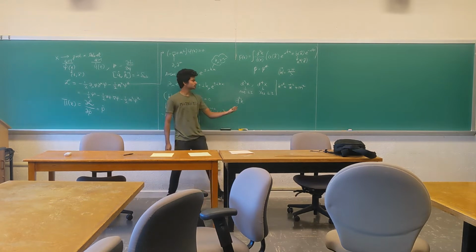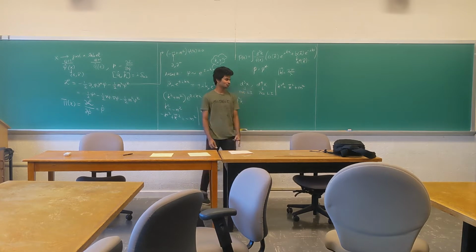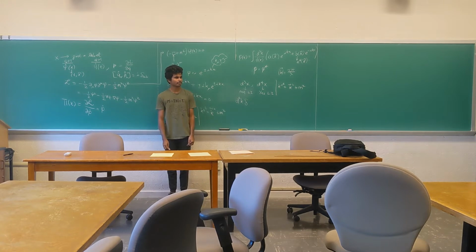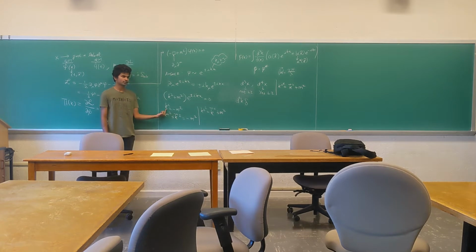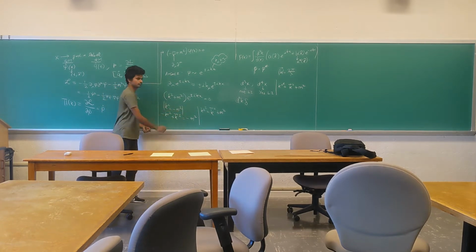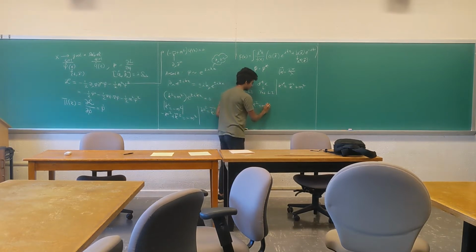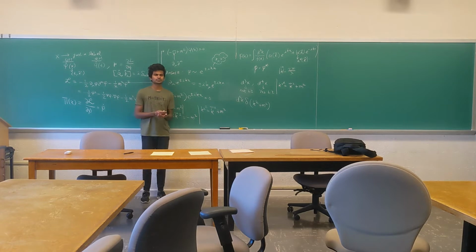Now, how do I impose such a constraint in an integral? Delta functions. What delta function should I put in? k0 squared minus k vector squared minus m squared. Or in other words, I can just demand that k squared must be minus m squared.